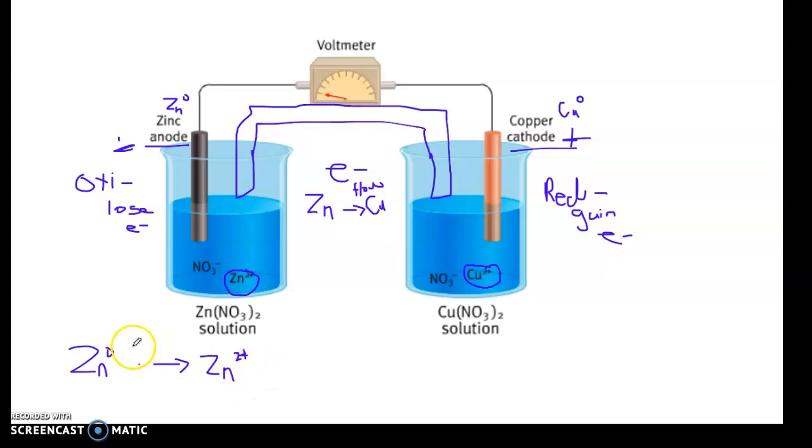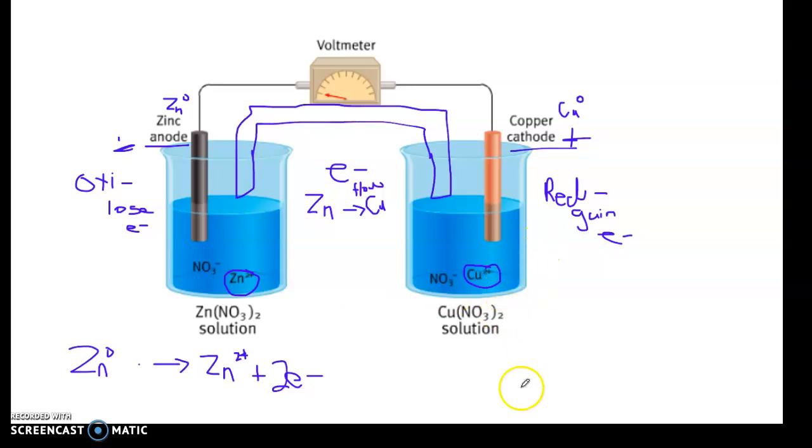So now I need to write in how many electrons were involved. Well, from 0 to 2 plus, only 2 electrons were involved, and they get written next to the element with the oxidation state. So there we go. This is our oxidation half reaction.